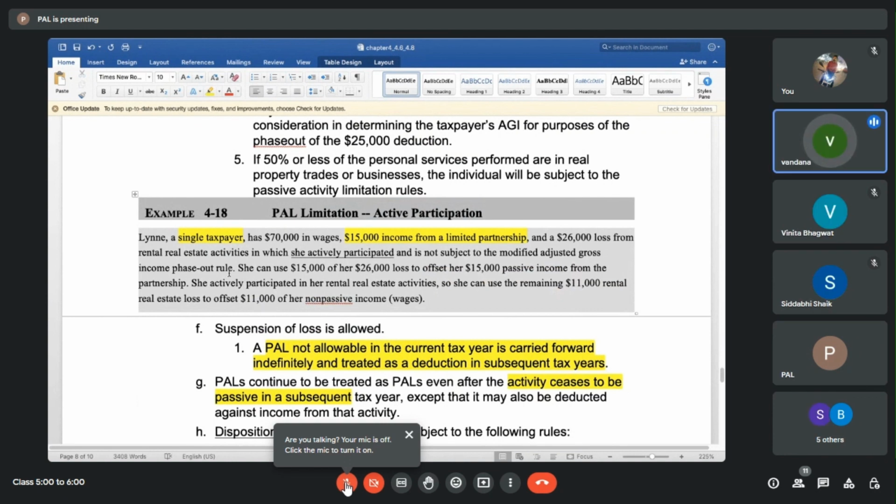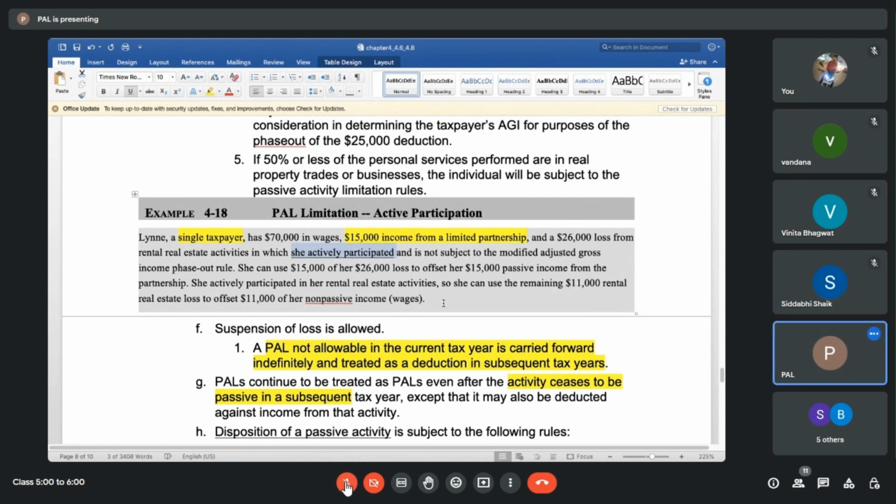Yes, ma'am. The question is: a single taxpayer has $70,000 in wages and $15,000 income from the limited partnership and $26,000 loss from real estate activity, in which she actively participated, and it's not subject to the modified adjusted gross income phase out rule. She used 15K of her 26K loss, offsetting her 15K passive income from the partnership, and since she actively participated in her real estate activities, she can use the remaining 11K as a rental real estate loss, offsetting her non-passive income, the wages. Yes. Is that clear? Garima, is that clear? No, ma'am, I'm just trying to get it.